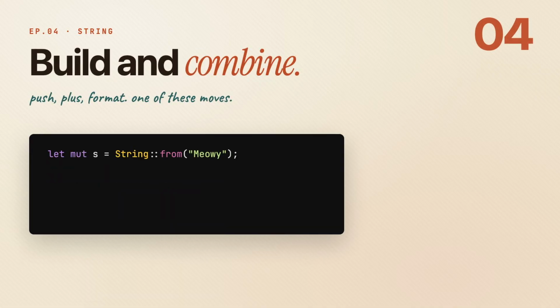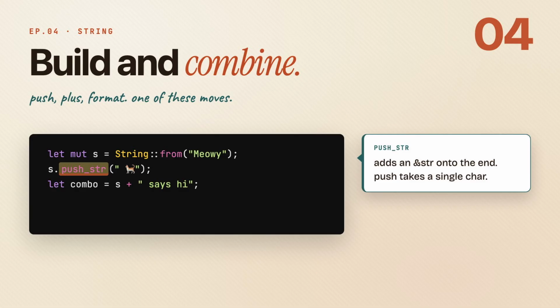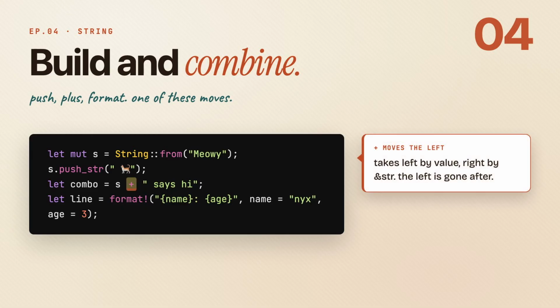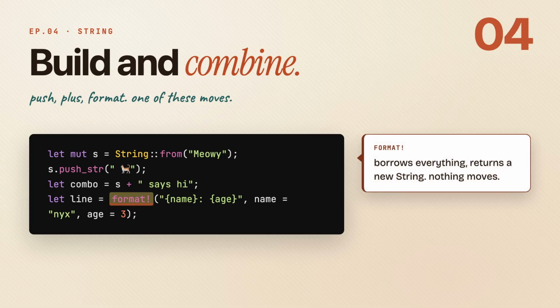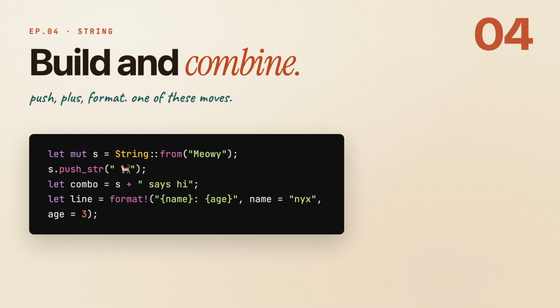Here, push_str adds a slice. Push adds a single character. Both grow the buffer if needed. The plus operator concatenates. It takes the left side by value, so the left moves. Format does the same, but it borrows, so nothing moves. Reach for it when you can.